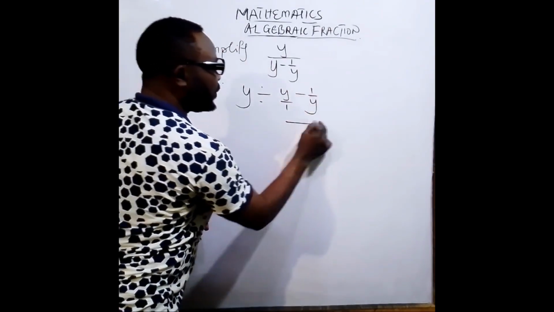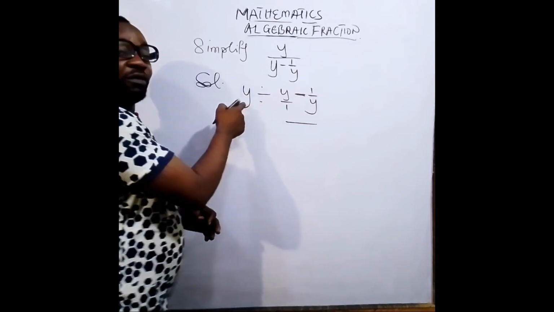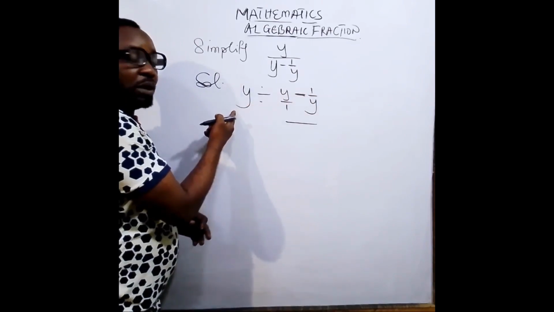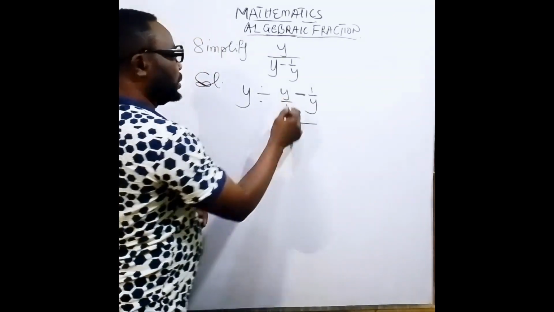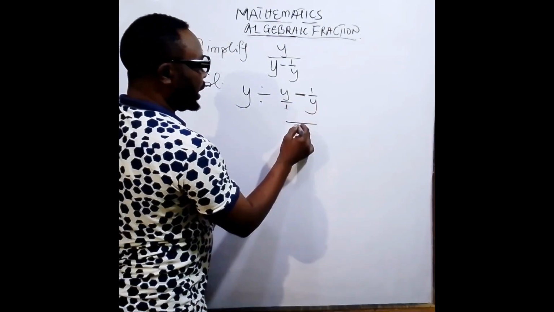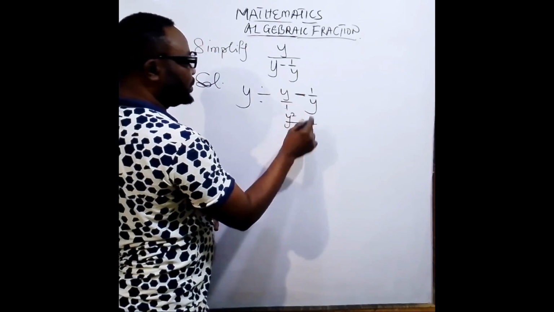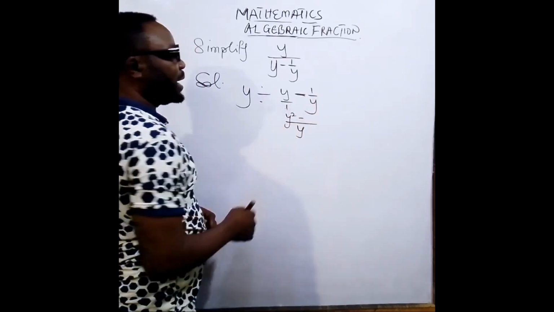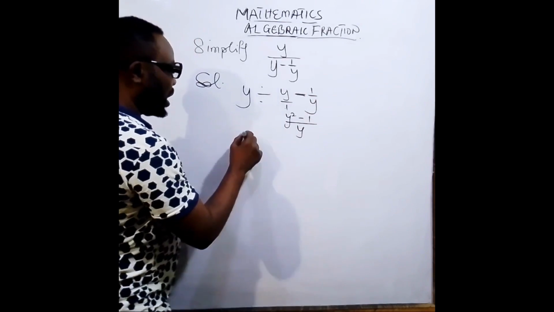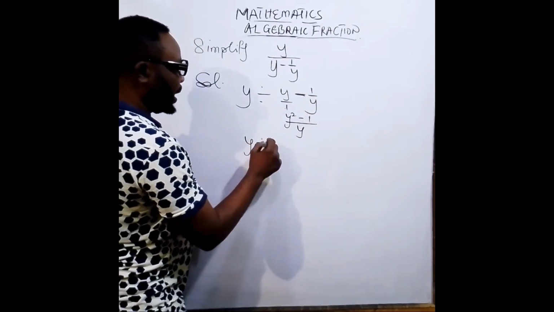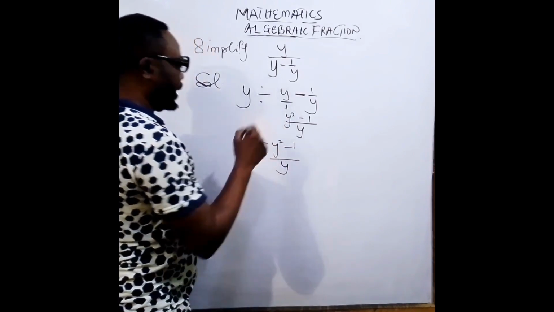So we find the LCM here because they are separated by a negative value. You cannot find the LCM with this division sign. No. When there is division, we don't find the LCM. Now, what is the LCM of 1 and y? That is y. 1 in y is y. y times y is y squared. Minus y in y is 1. 1 times 1 is 1. So we are having y divided by y squared minus 1 over y.